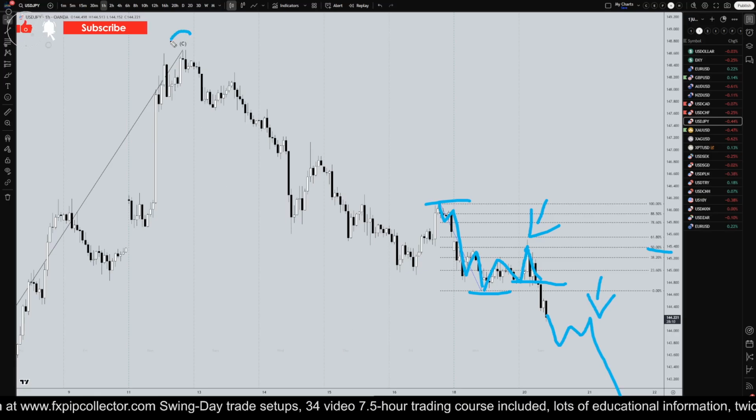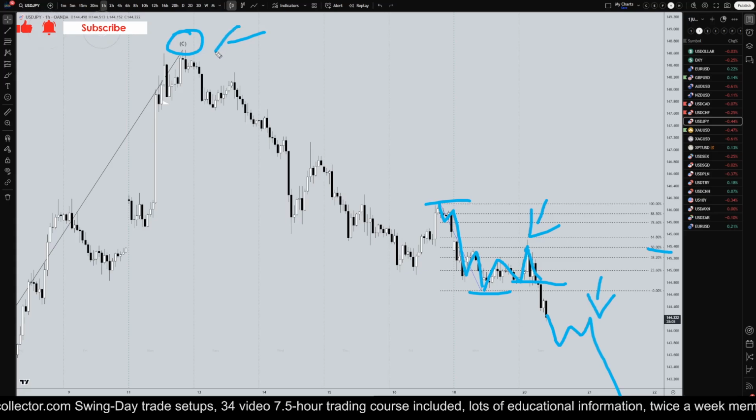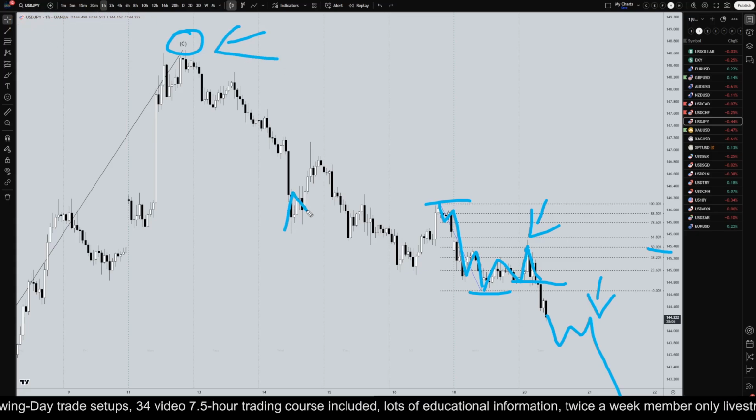Like I said, if this is the end of an ABC way up here, then we definitely want to continue to look for shorts at the end of every single one, two, three-wave pullback that we see on these sort of time frames for the continuation of the downtrend.